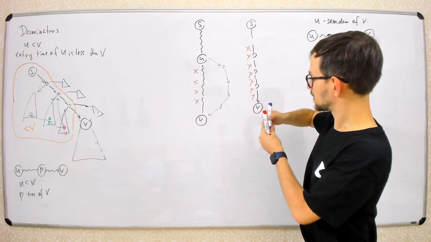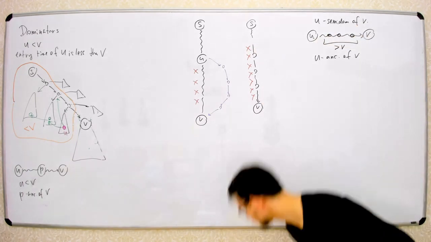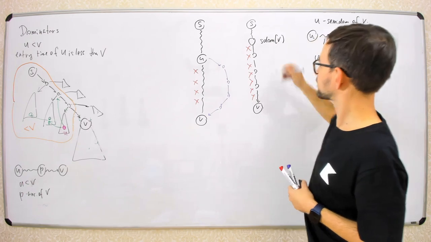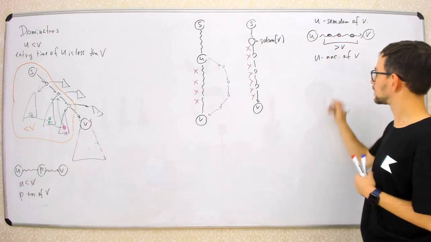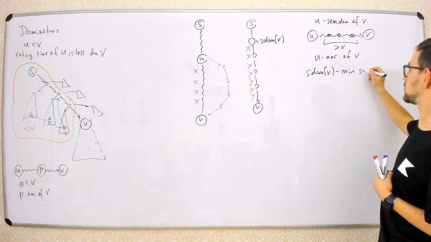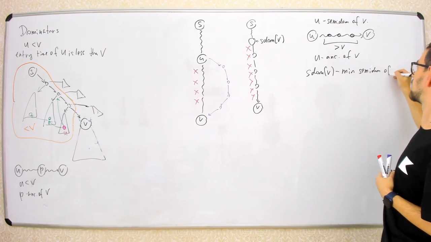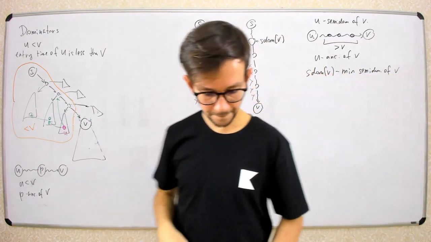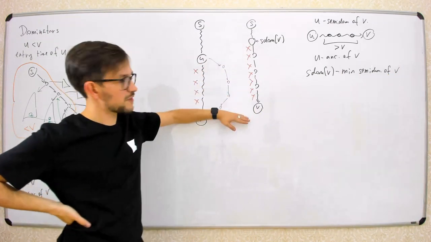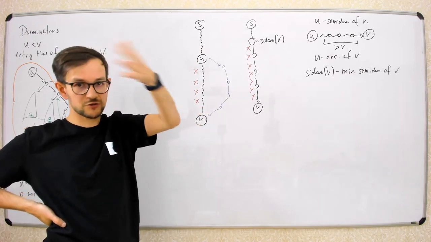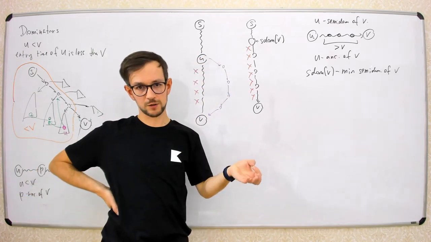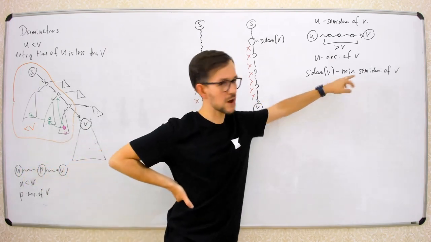So this node we'll call S dom. It will be the minimal semi-dominator of V. Minimal because all the nodes on this path are ordered by the entry time. So if you want to find the topmost node, it is the one with minimal entry time. And this minimum is by the entry time.